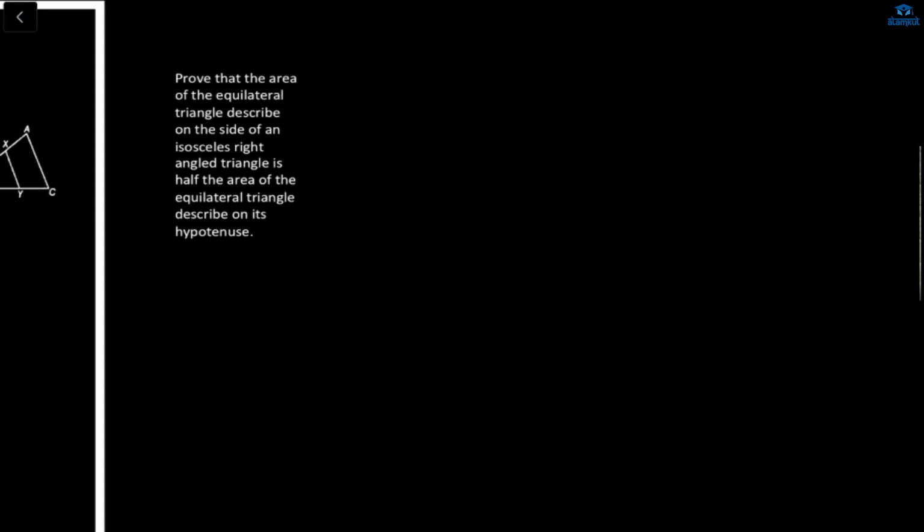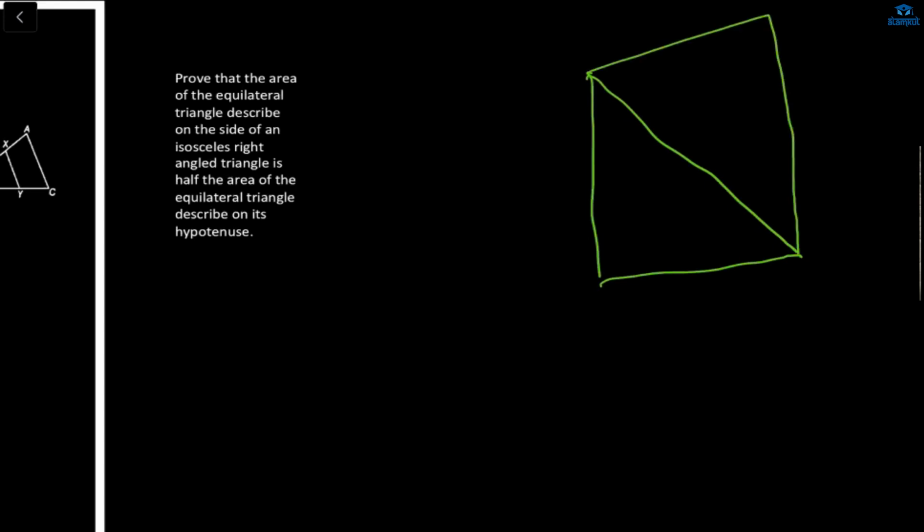So first we need an equilateral triangle described on the side of an isosceles right angle triangle. So one is a right angle triangle. This is somewhat this type of a figure. Understood? Okay.